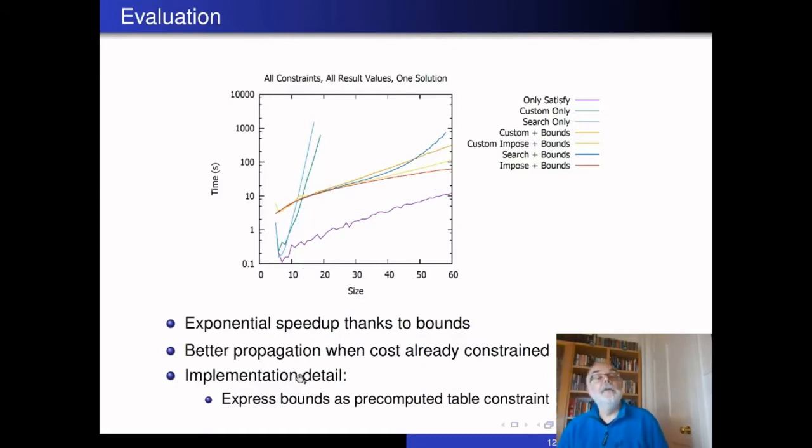An interesting implementation detail: the formula for the bound is actually quite complicated. If we try and impose that as an arithmetic constraint, this would be quite challenging. We actually pre-compute a table of the constraint between the different parameters and use that at runtime to get the strongest possible propagation at the lowest possible cost.